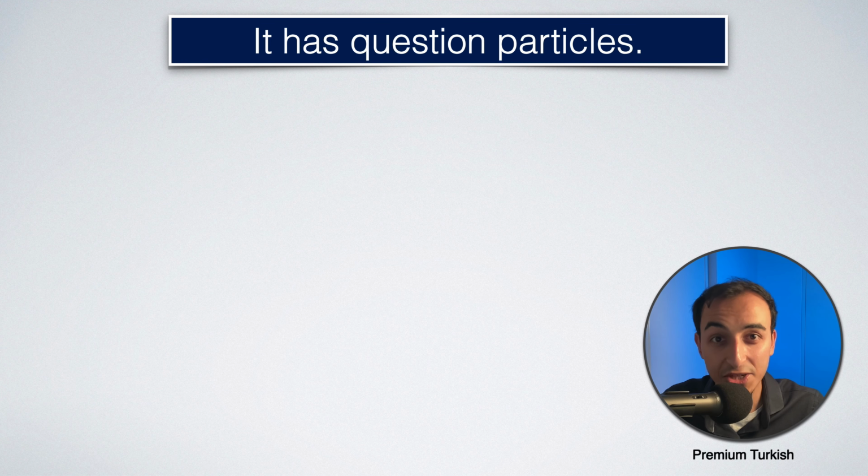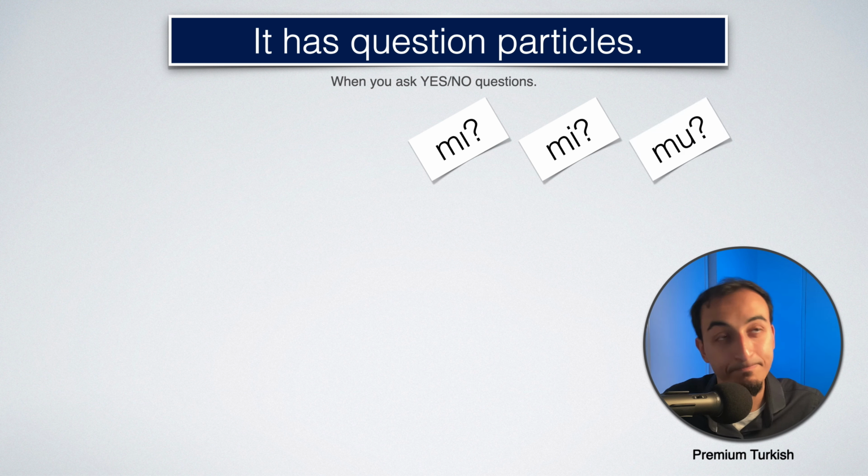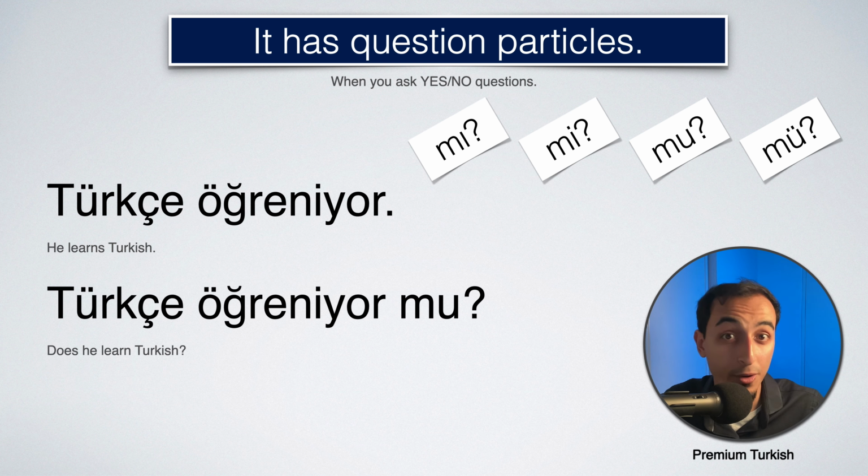It has question particles when you ask yes-no questions. Mı, mi, mu, mü are our question particles. You will hear them a lot. Get used to them. Türkçe öğreniyor. He learns Turkish. Türkçe öğreniyor mu? Does he learn Turkish?